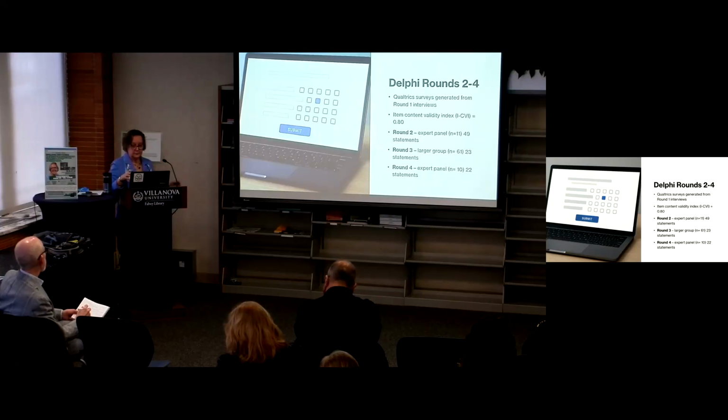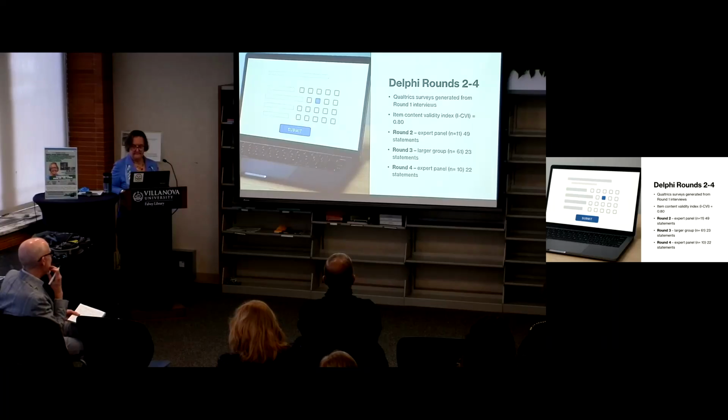The second round was the expert panel. We went back to them. The third was a larger group, and if statements didn't reach the CVI of 0.8, we got rid of those statements. You can see the numbers drop from 49 to 23. We only lost one statement from the broader group, and then we went back to our experts with 22 statements.